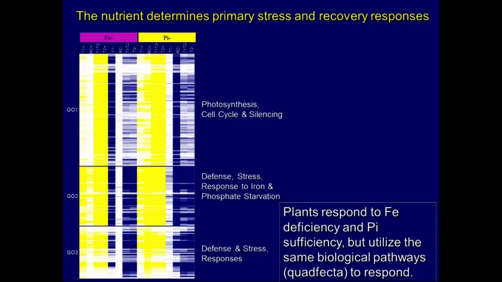But what's interesting is that when we combine all of the time points across all of this data, we see the same soybean quadfecta, where the same classes of genes are being affected: photosynthesis, cell cycling and gene silencing, defense, and response to iron and phosphate starvation.